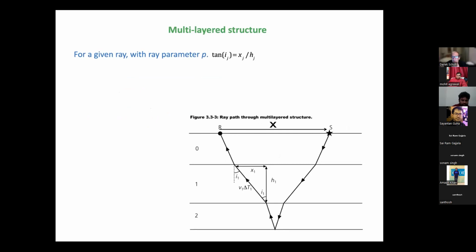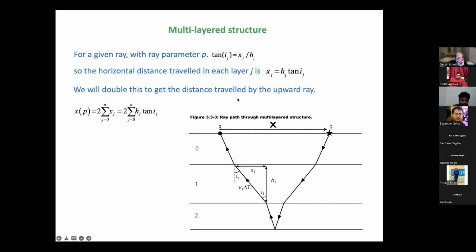Now, if we're talking about a multi-layered structure, for a given ray with a ray parameter p, we can think of tangent of i in the jth layer as equal to x sub j over h sub j. So for instance, tangent of i1 equals x sub 1 over h sub 1. So the horizontal distance traveled in each layer, solving for x, is x sub j equals h sub j tangent i sub j.